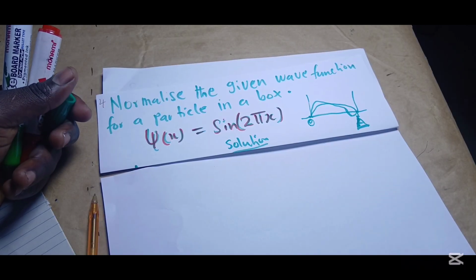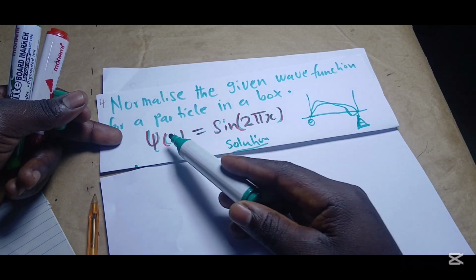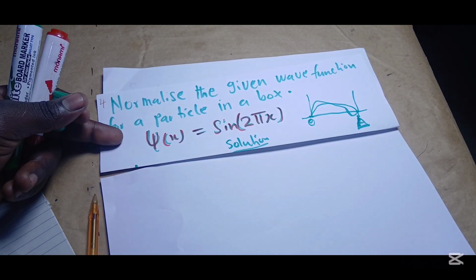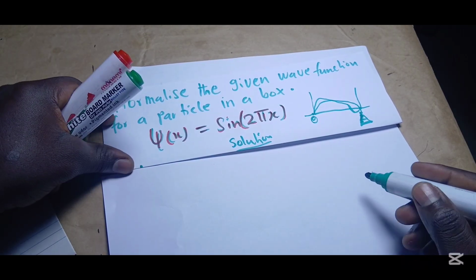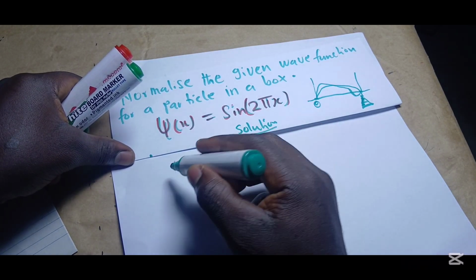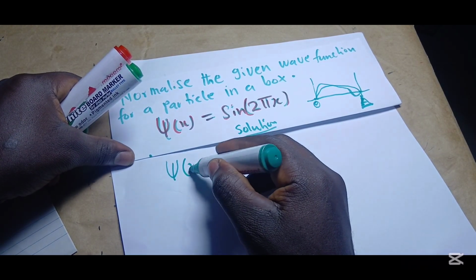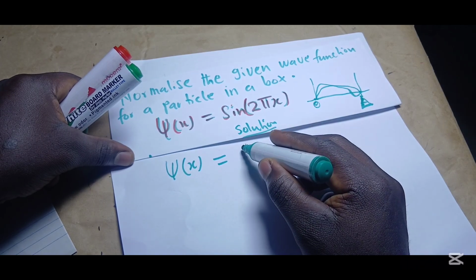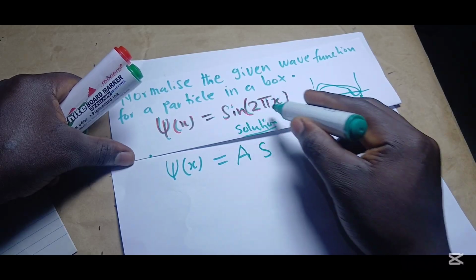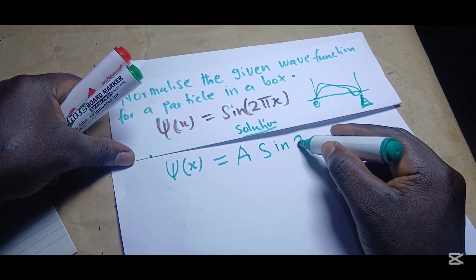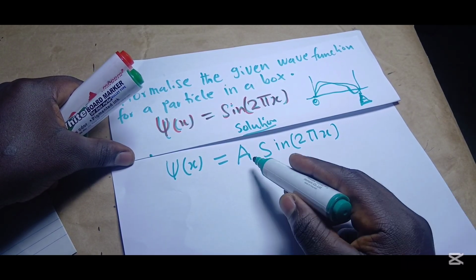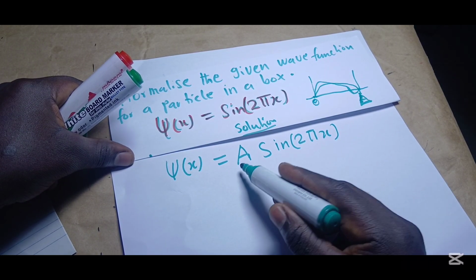Normalize the given wave function for a particle in a box, given that psi of x equals sine 2 pi x. So this wave function psi of x is not normalized, and we want to normalize it. If the wave function is normalized, it should be in a form where, let's say, our normalization constant a is multiplying the wave function sine 2 pi x. So we first have to solve for the normalization constant.